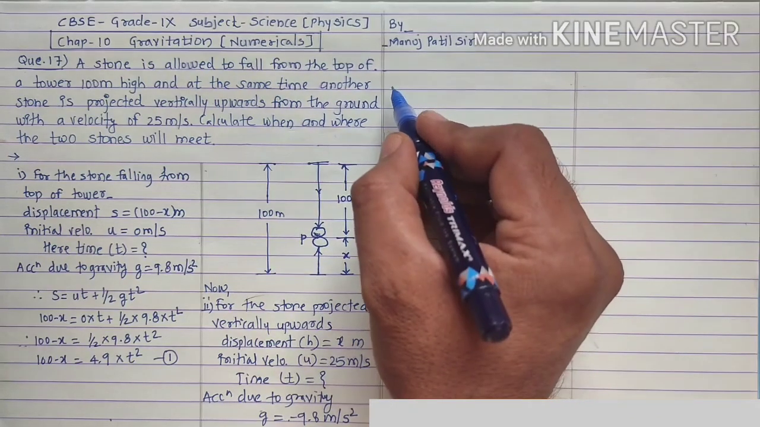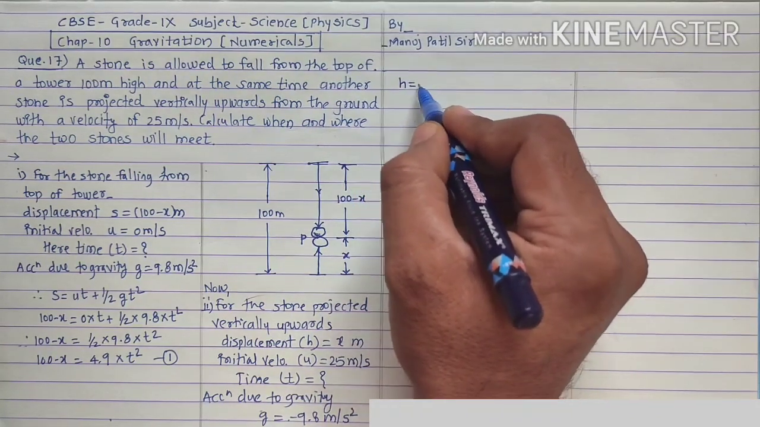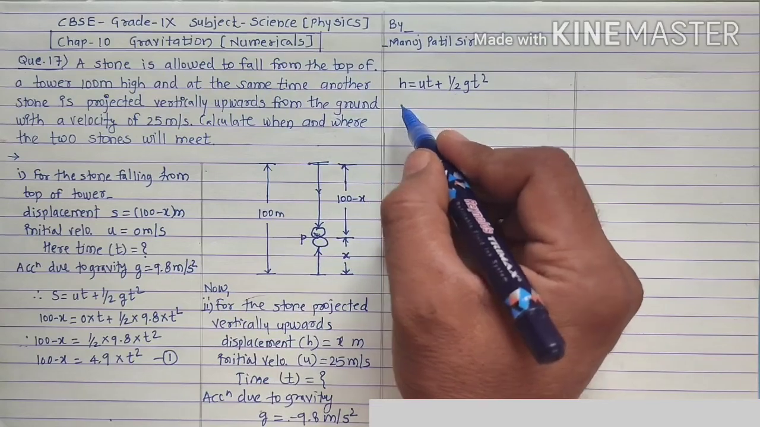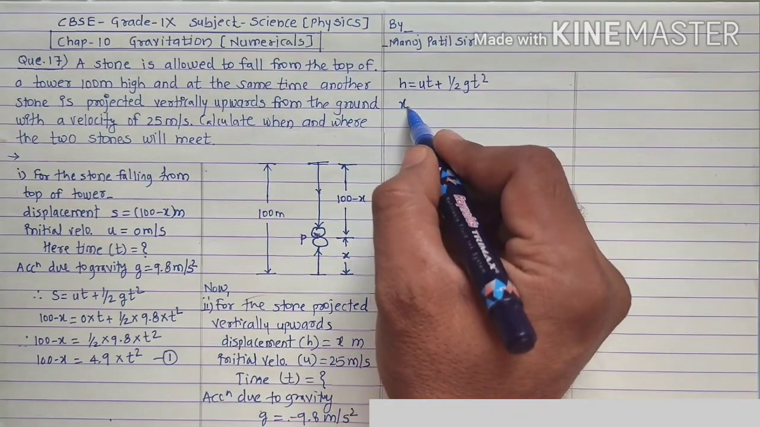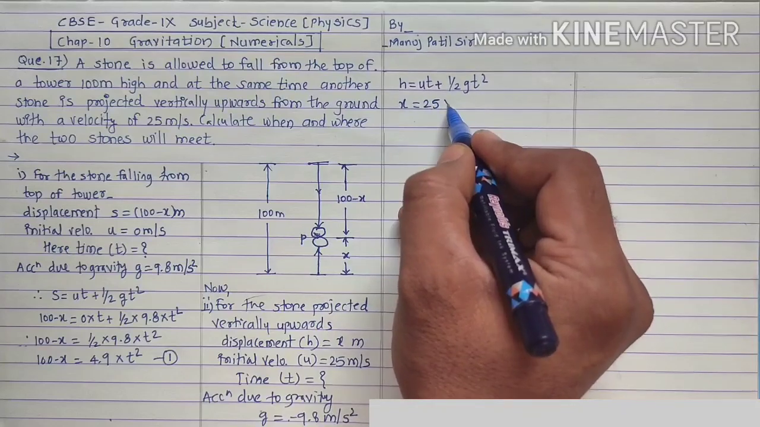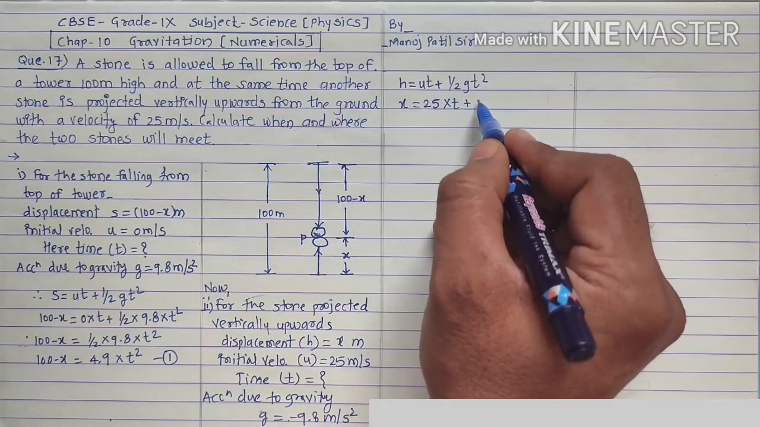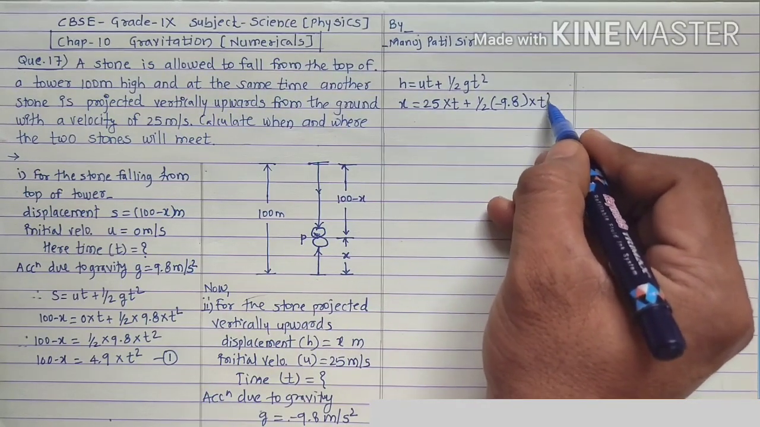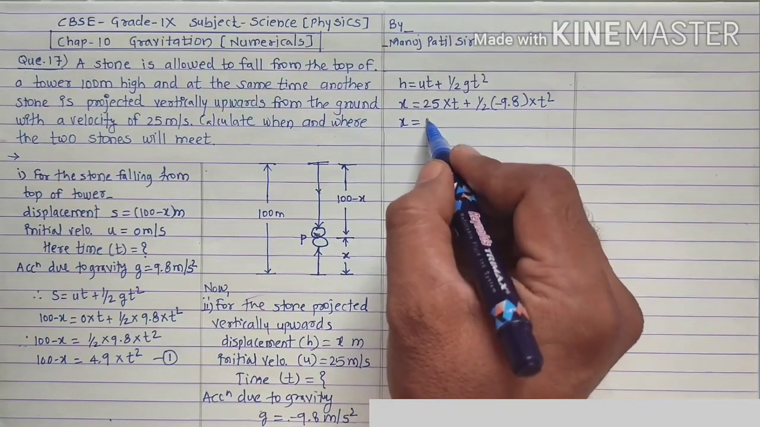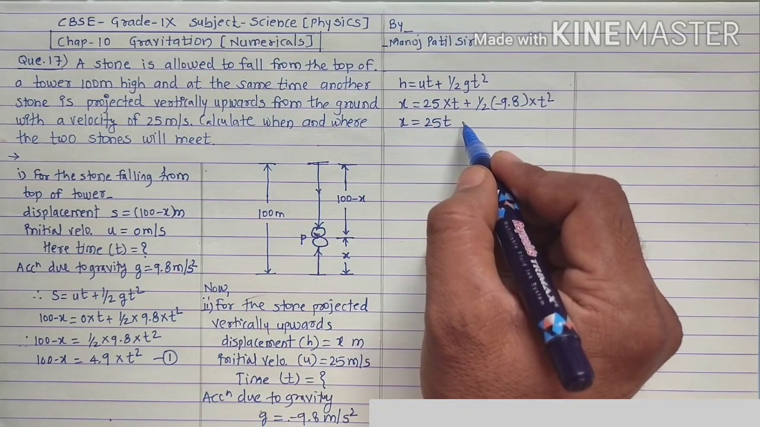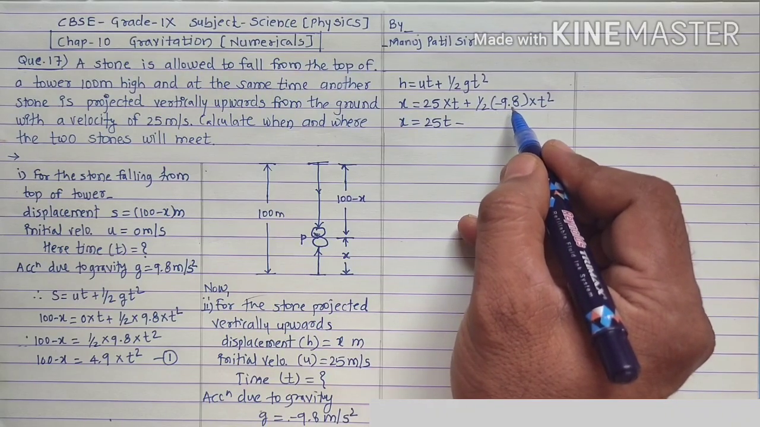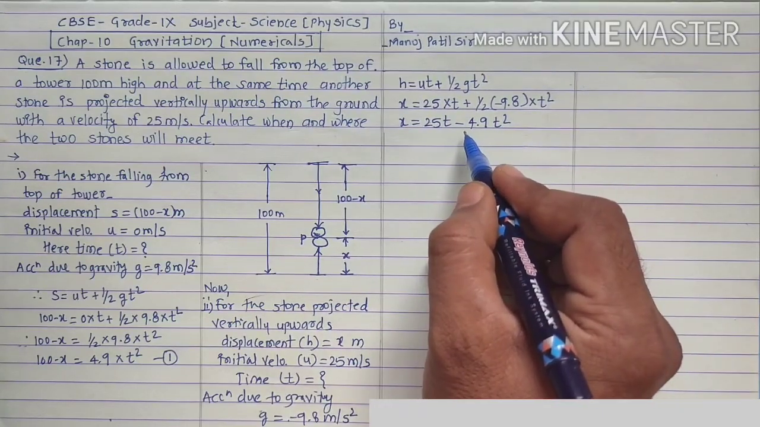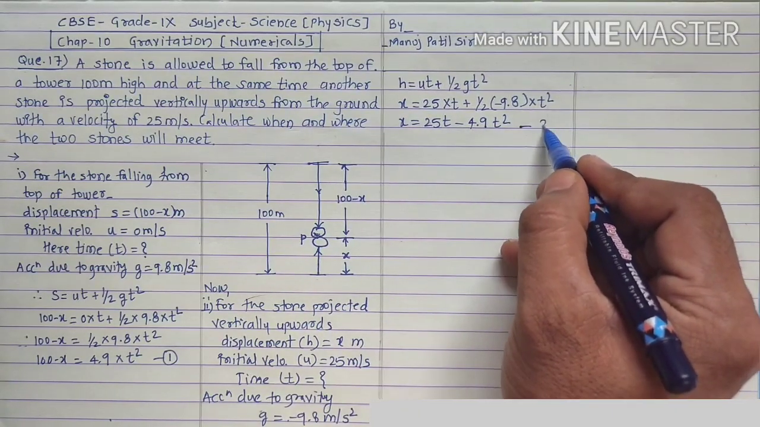Now again we will use the equation of motion, that is h is equal to ut plus half gt square. Now h is what here? H is x here. So x is equal to 25 into t plus half. Now here g is minus 9.8, into t square. So x is equal to 25t, and here 1 upon 2 multiplied by 9.8, that is 4.9 t square. So here minus 4.9 t square. This is equation number 2.